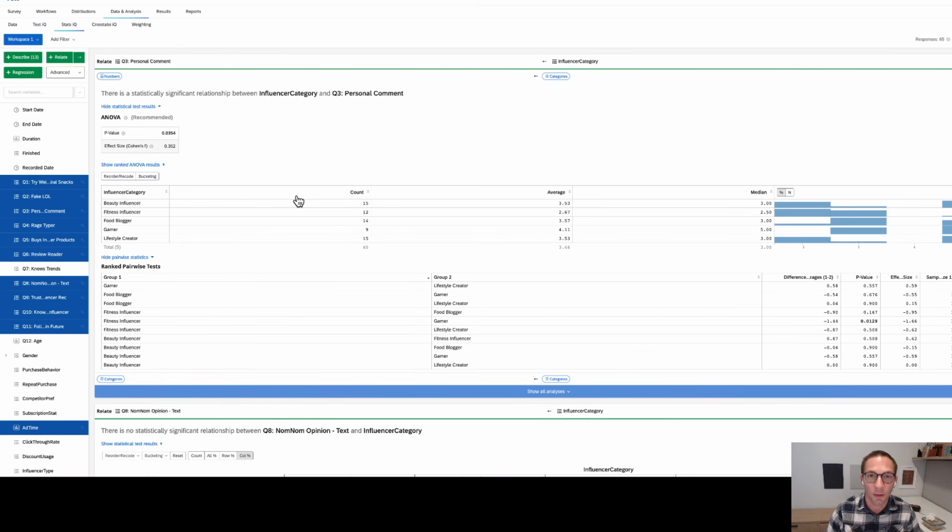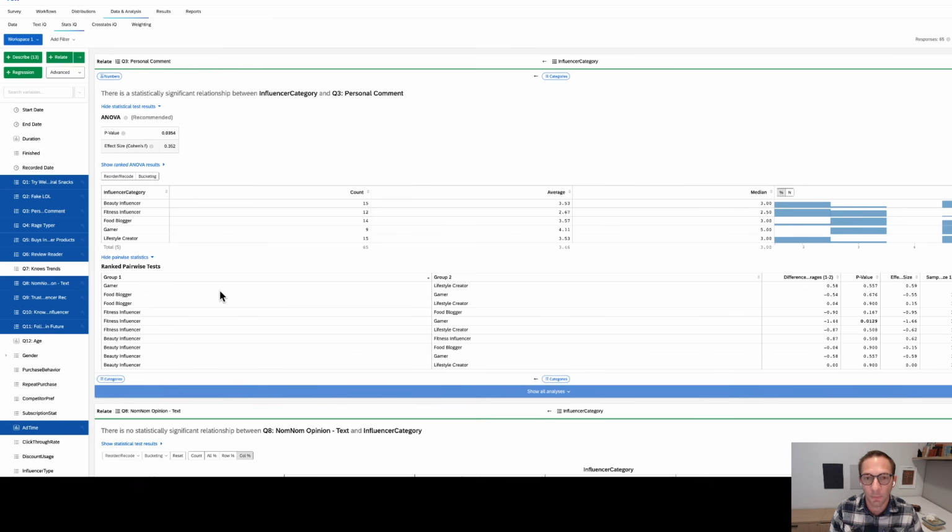We couldn't determine one specific winner, and the same thing goes with the loser. The only significant difference we saw was that fitness influencer was significantly lower than gamer. But fitness influencer was not significantly lower than beauty influencer or food blogger or lifestyle creator. Okay, so it didn't significantly underperform compared to those. So we can't determine a single loser either in this case.